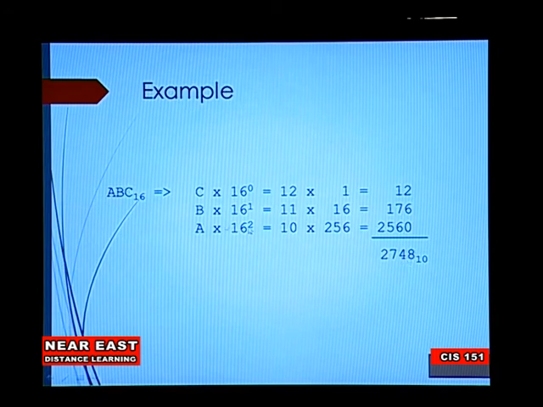It shows us the result in decimal, because we are converting from hexadecimal base 16 to decimal base 10.